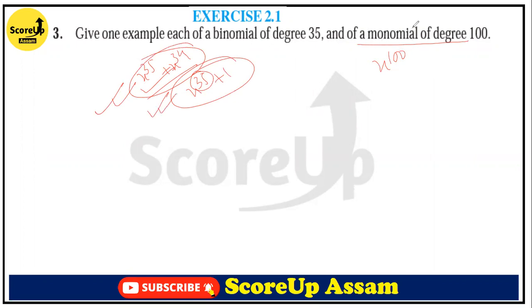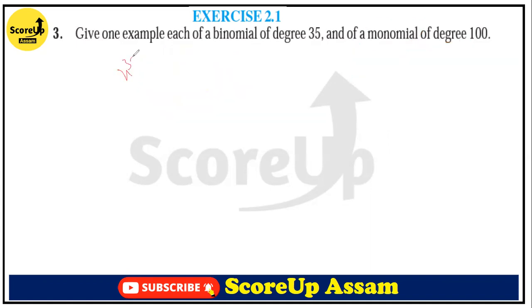That means what is the monomial? A polynomial having only one term is called monomial, right? So this is the example of monomial of degree 100. So these are the examples of binomial of degree 35, or we can write x to the power 34 plus 1. Sorry, it should be x to the power 35.